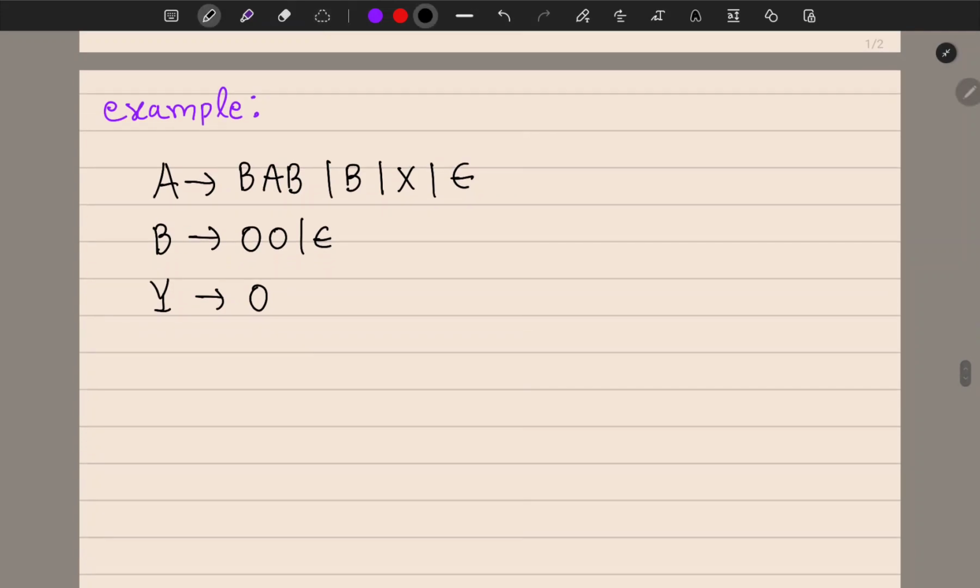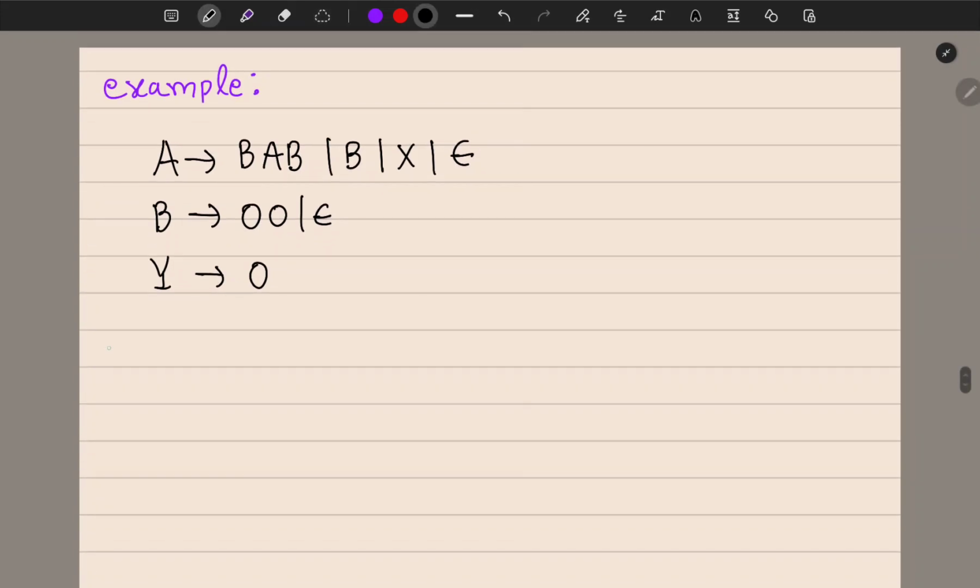Here is the problem we are trying to solve. Let's do it step by step. The first step is to eliminate useless variables. What are useless variables? They are of two kinds. First, we cannot reach the variable from the start variable by any kind of production, and the next is that the variable cannot produce any terminals.